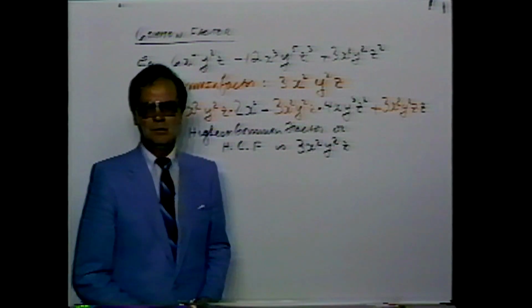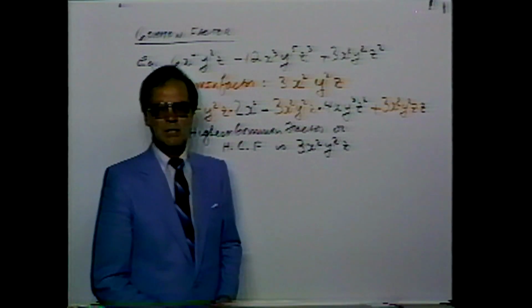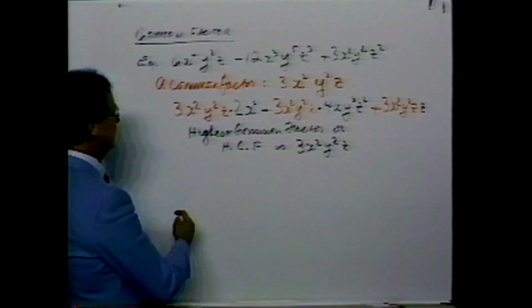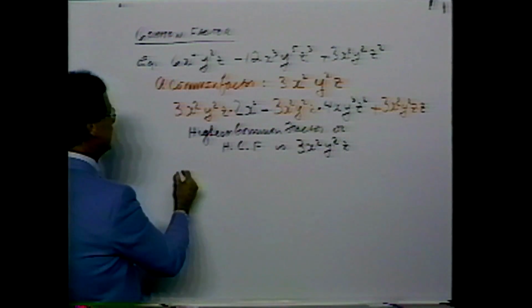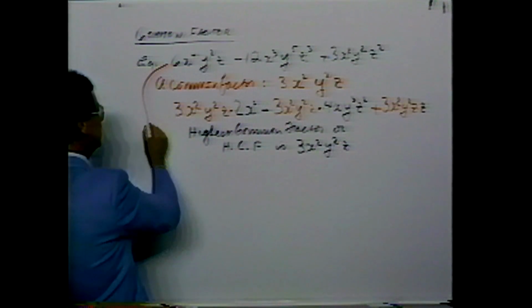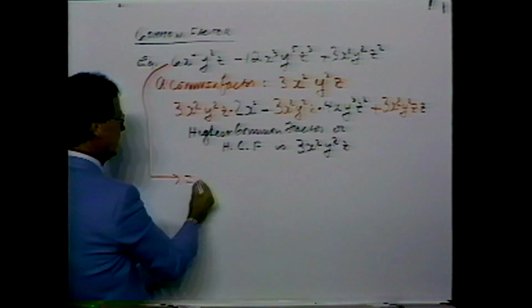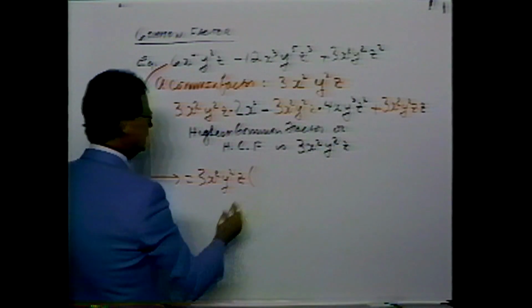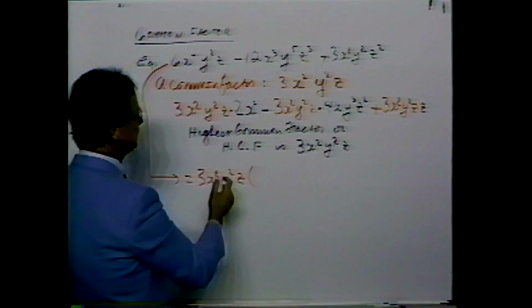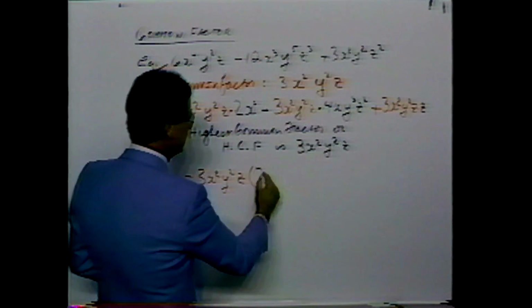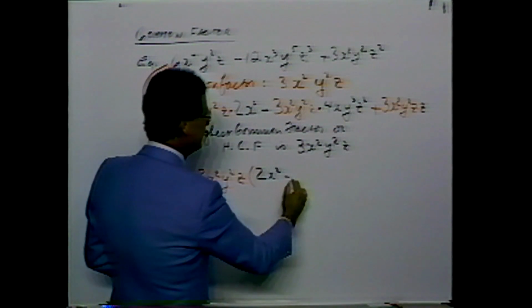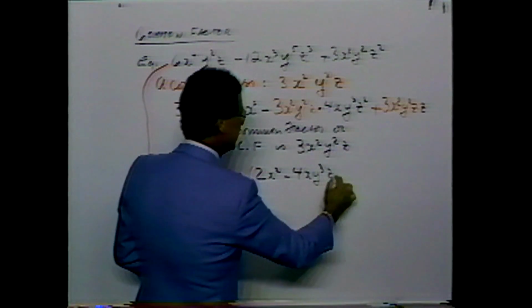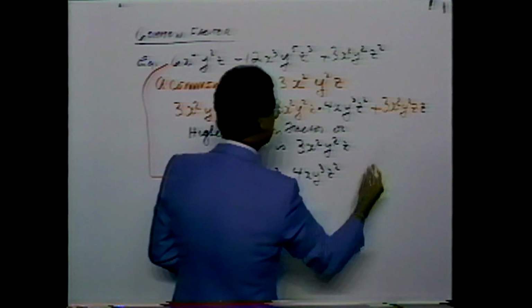Now what you want to do is to write the expression in factored form with the highest common factor outside of the expression in this fashion. This is equal to 3x squared y squared z multiplied by 2x squared minus 4xy cubed z squared plus z.